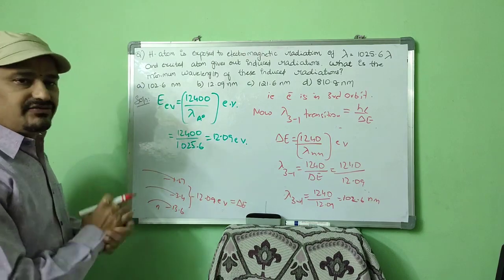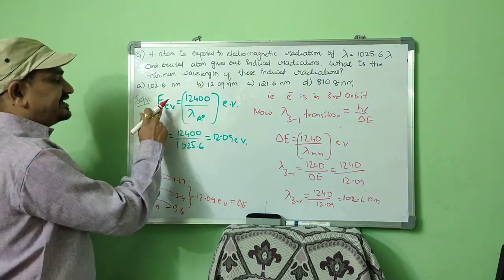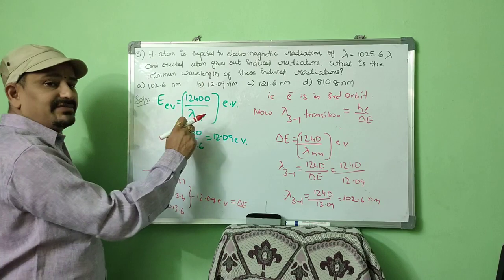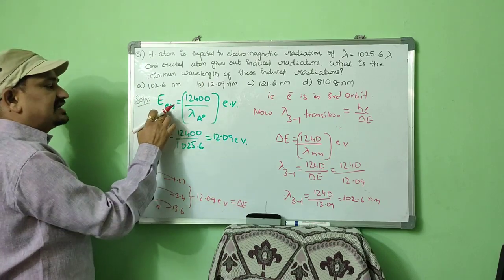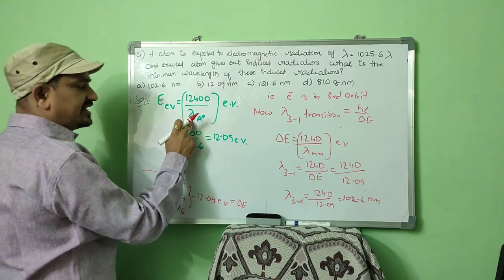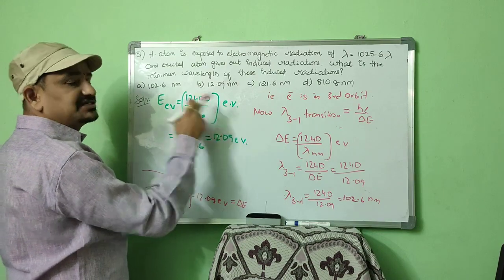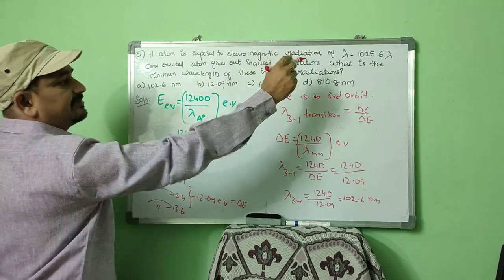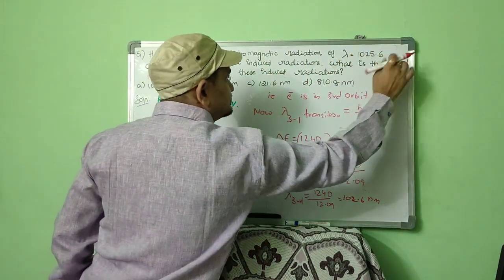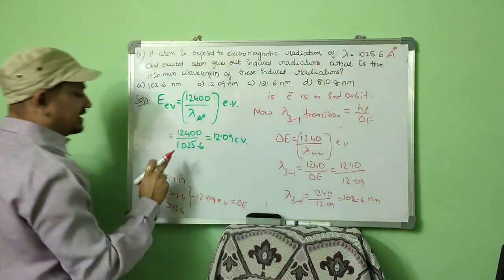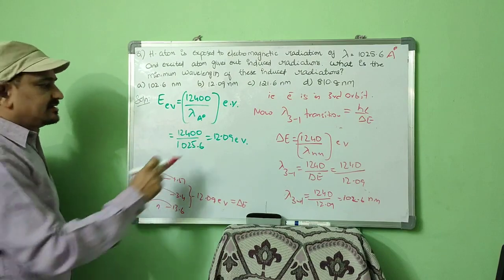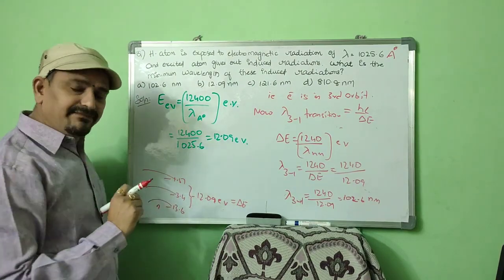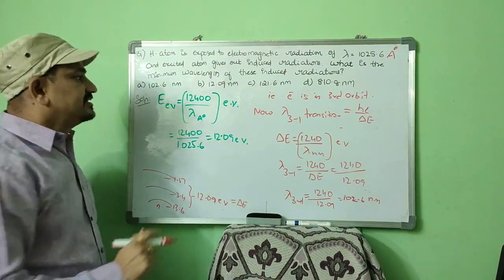Now, how to solve this sort of question? This is the shortcut. E is equal to hc by lambda. Energy in electron volts equals 12,400 by lambda in angstroms. Understood? Now 1025.6 angstroms gives us 12.09 electron volts. Got it?